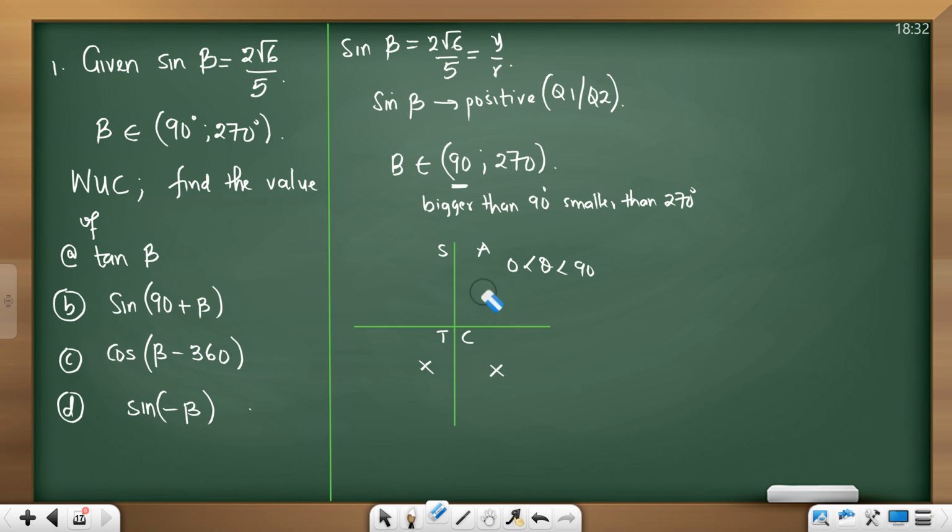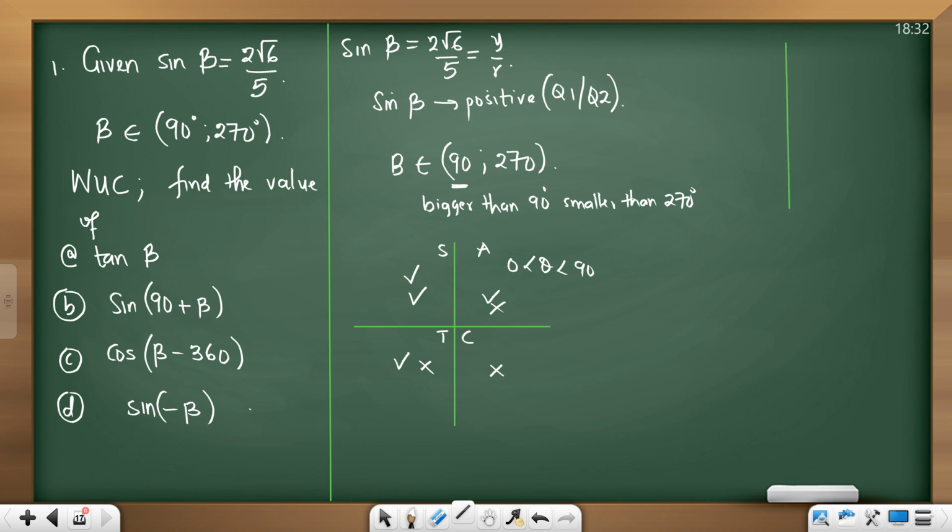Let me guide you again. For the first one, we said we are either in quadrant 1 or quadrant 2. Let me put those ticks there. Now, if I consider the angle, we are saying the angle must be bigger than 90. It means I am already out of quadrant 1. Oh, quadrant 2, yes, I can be in quadrant 2. I can be in quadrant 3 because 270 goes there. Which quadrant has 2 ticks? Quadrant 2. That's where my diagram will be.